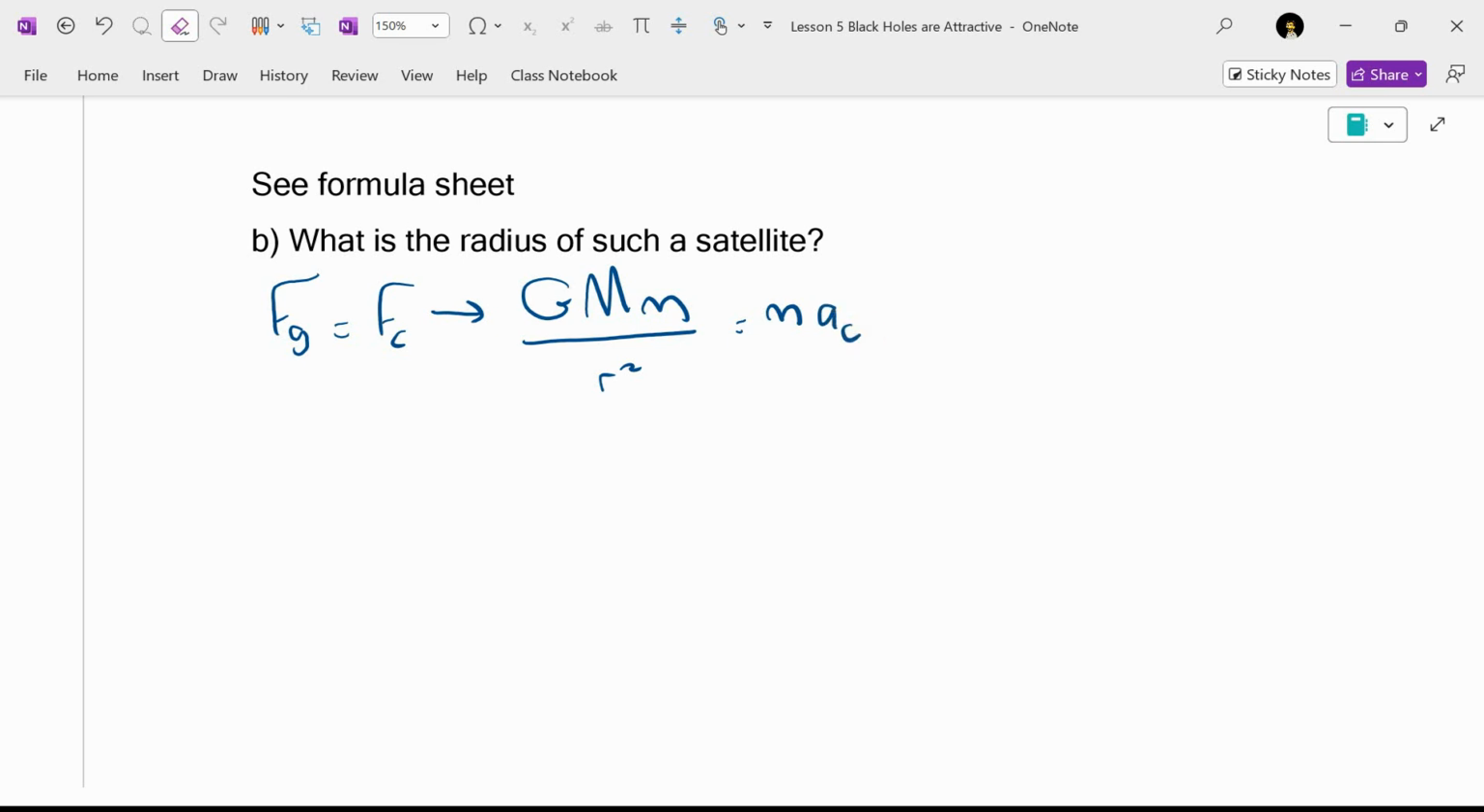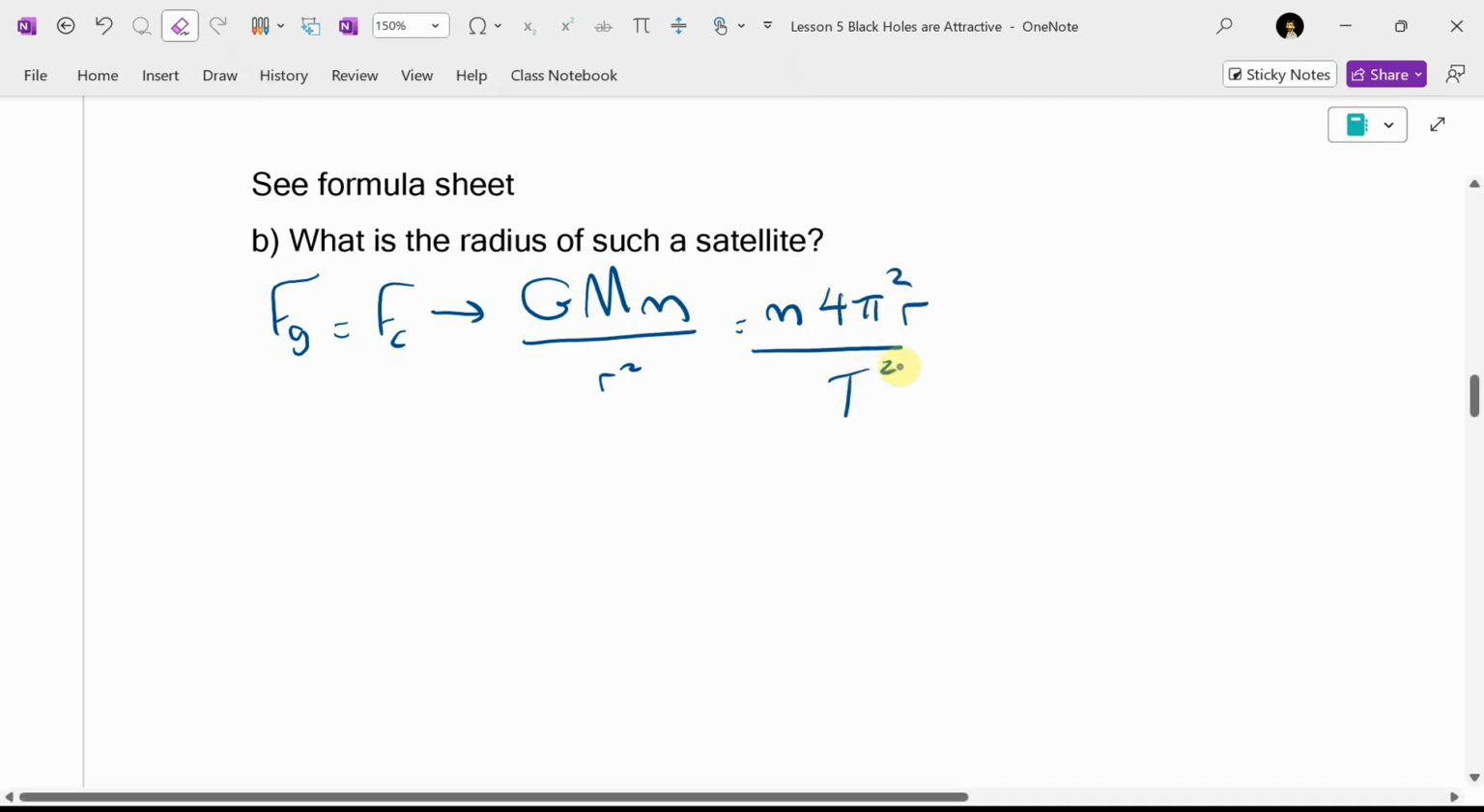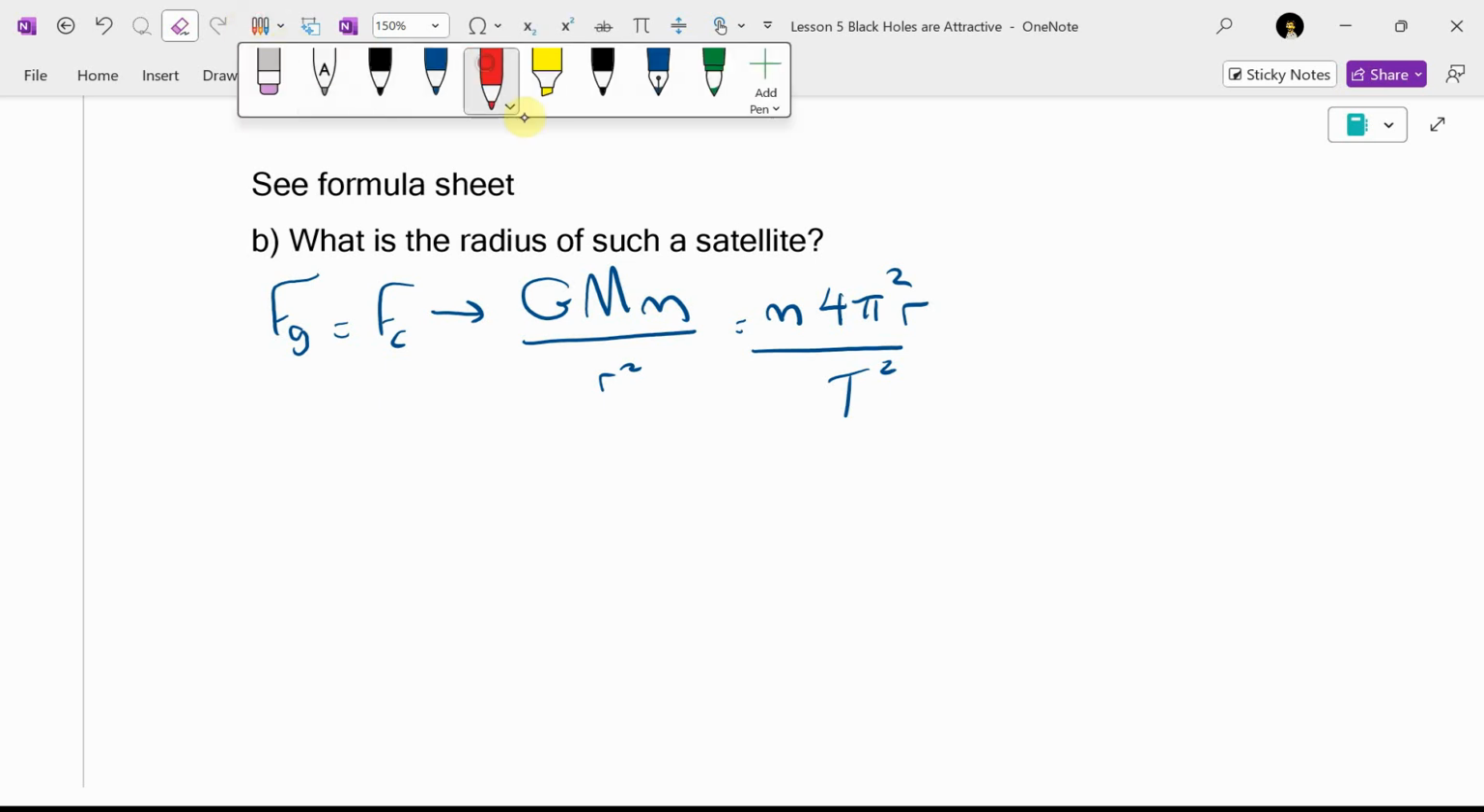Which version of a_c am I going to use? Oh, the period one, because that's what I know from geosynchronous. Okay, I'm going from memory. Is it 4 pi squared r over t squared? Do all geosynchronous satellites orbit at the same radius regardless of their mass? Yeah, little m cancels. That's good.